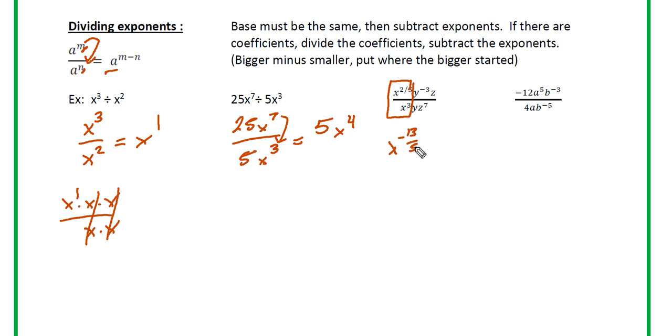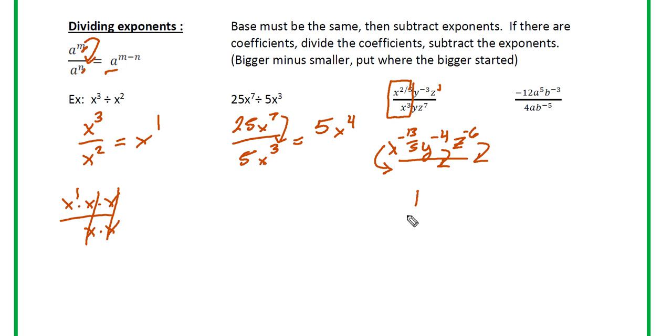Then we have negative 3 minus 1 in terms of our y's. Negative 3 minus 1 is negative 4. And then that's a 1 also, so z to the 1st over z to the 7th. 1 minus 7 is negative 6. Man, all these are negative. So what we could do is just put them in the denominator. We have to put each one of these on the other side of the fraction bar.